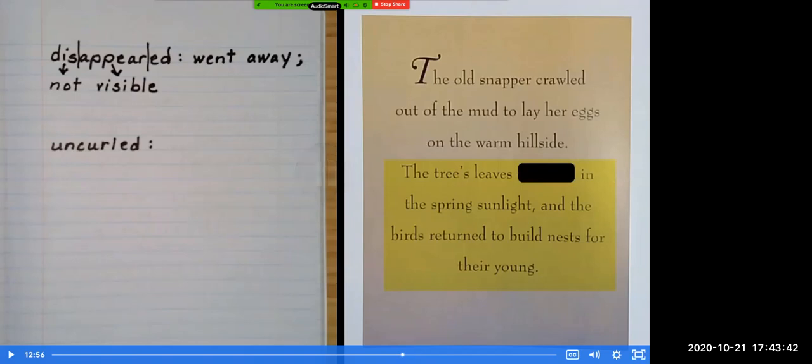Okay, so we're going to do the same thing that she did with the word disappeared. We're going to look at the word uncurled. Think about what the leaves do in the springtime. In the winter, they're all balled up into a little ball. They're curled up, okay? And in the springtime, they uncurl. So they're doing the opposite of being curled, okay? So let's think about it for a second. What do you think the word uncurled means? Okay, let's listen to what Miss Sabella is going to tell us.